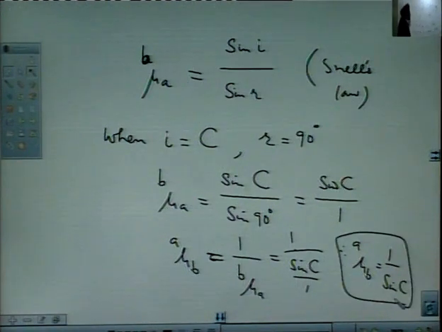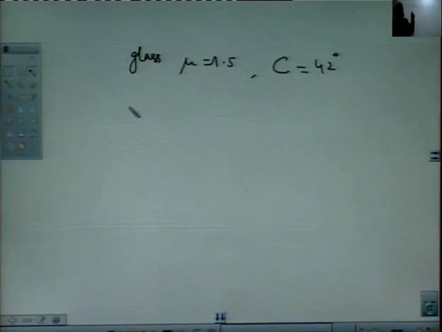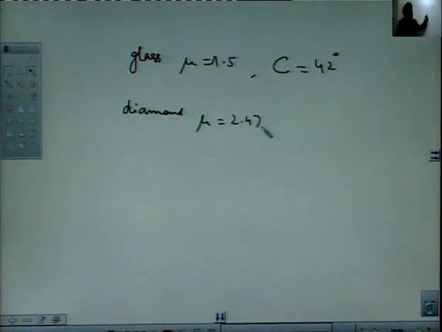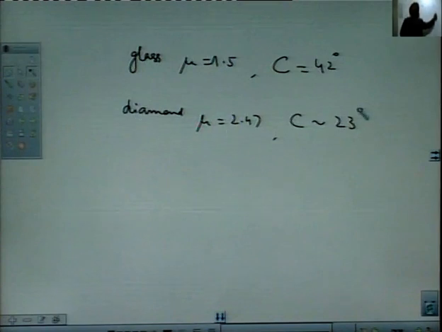In case of total internal reflection, we have an important relation: A mu B is equal to 1 over sin C. If we are given the critical angle, then we can find the refractive index. In case of glass, mu is equal to 1.5, and the critical angle comes out to be 42 degree. In case of diamond, if mu is 2.47, this comes out to be approximately 23 degree.